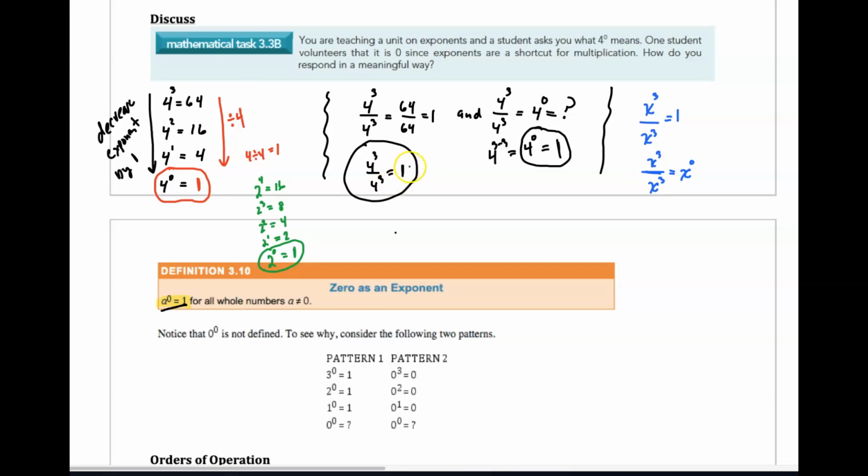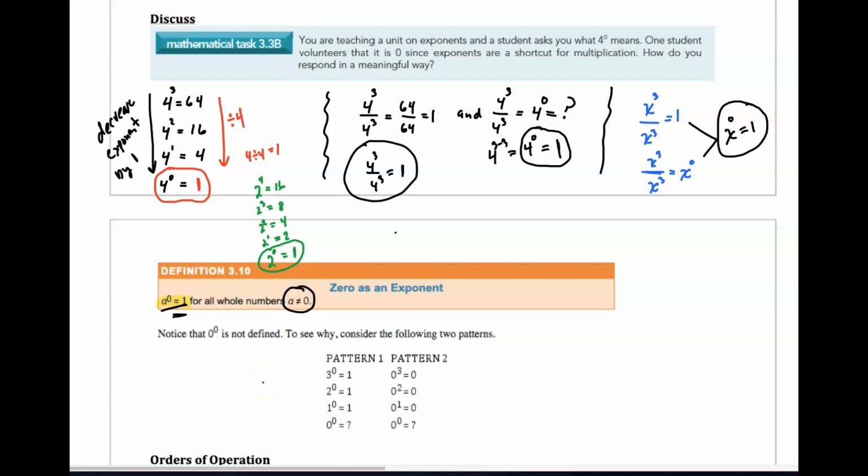And so this would follow from an algebra perspective, saying x cubed over x cubed, the same thing divided by the same, equals 1. x cubed over x cubed is also x to the 0. We know that because of subtracting. So the conclusion is that it seems reasonable to define x to the power of 0 as equal to 1. And so that's our explanation of why we define a to the power of 0 equals 1, as long as a does not equal 0.